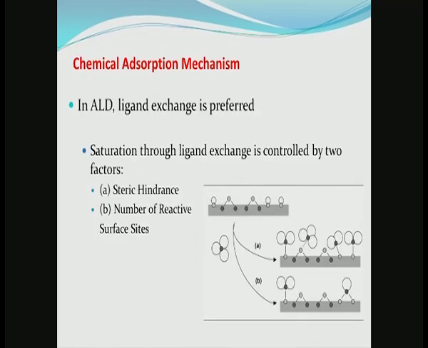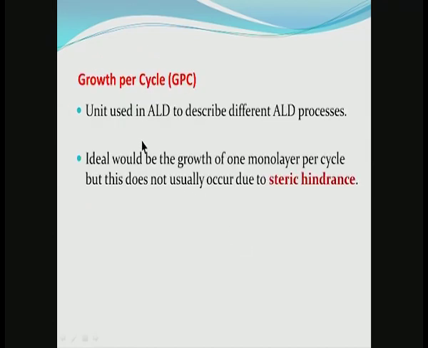Now, coming back to the steric hindrance case. So, you can have ligand exchange controlled by 2 factors, namely steric hindrance and the number of reactive sites as shown in this cartoon. Now, one parameter that is important is growth per cycle, that is the unit that is used in ALD to describe different ALD processes. What is the amount of growth that takes place per ALD cycle? Now, the ideal of course would be to grow 1 monolayer per cycle, but this does not usually occur due to steric hindrance as I pointed out.